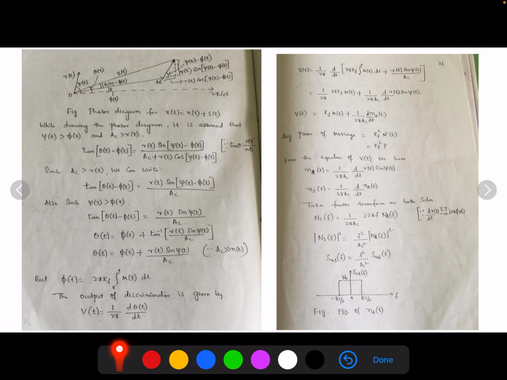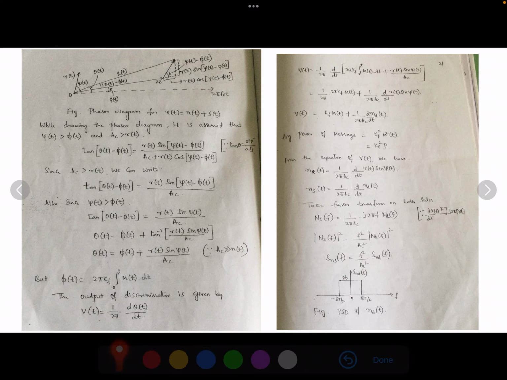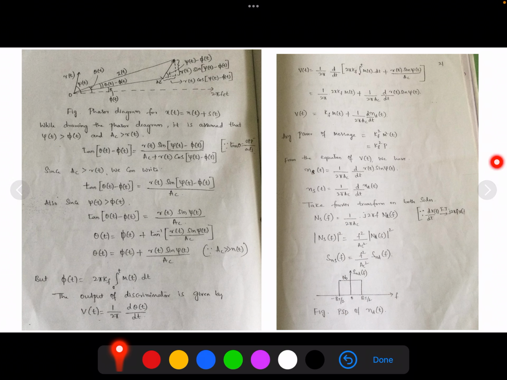So we thus see that the carrier signal to noise ratio is high. The discriminator output v of t consists of the original message signal, or you can say the modulated wave m of t, which is multiplied by a constant kf, plus some additive noise nd. So here nd is equal to 1 over 2 pi AC into d by dt of r of t into sine psi of t. I am just replacing r of t sine psi of t by nd of t. Taking the Fourier transform of both sides, we get Snd of f is equal to f square by AC square into Snd of f. So this is the power spectral density of Nd of t.